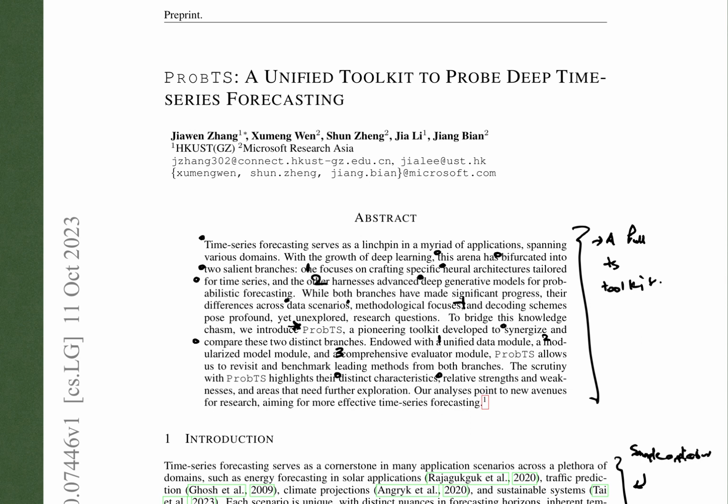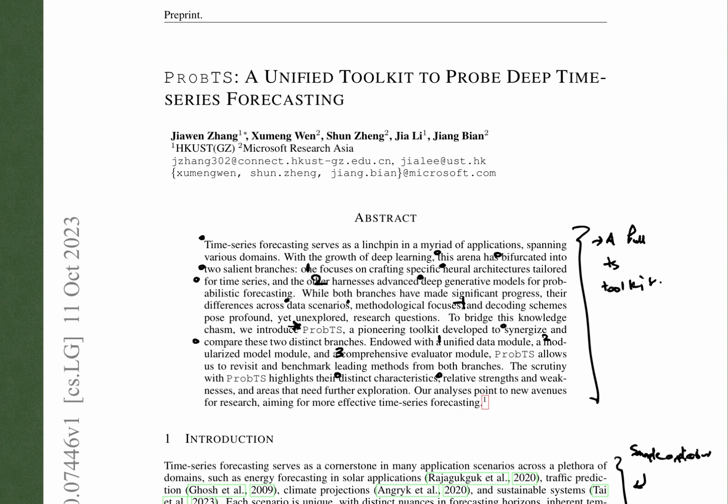Now, all of you know that there have been a lot of developments in the deep learning domain. Specifically for time series forecasting also, there have been many developments, and they can mainly be categorized into two branches. One focusing on crafting specific neural architectures that are designed for time series, namely those that have the inductive bias towards the time series. And two, harnessing advanced deep generative models for probabilistic forecasting. So basically these are the two things.